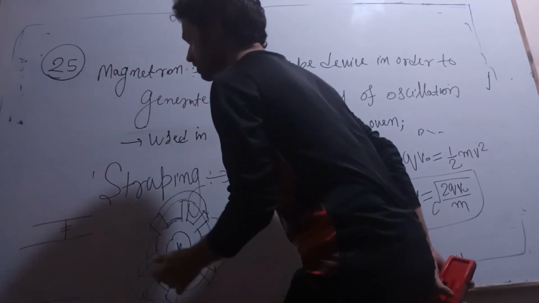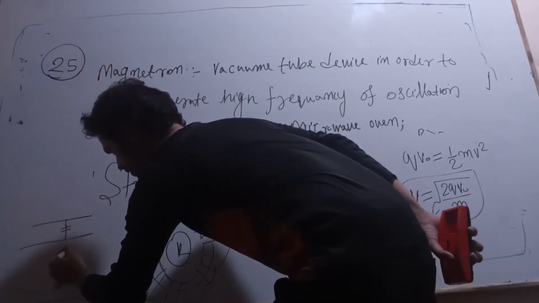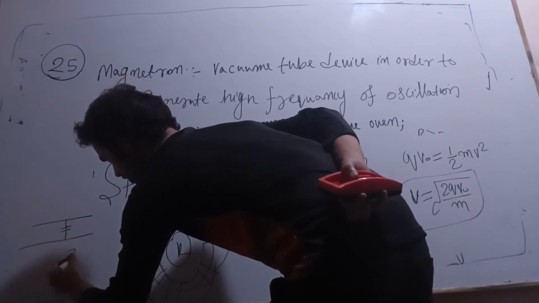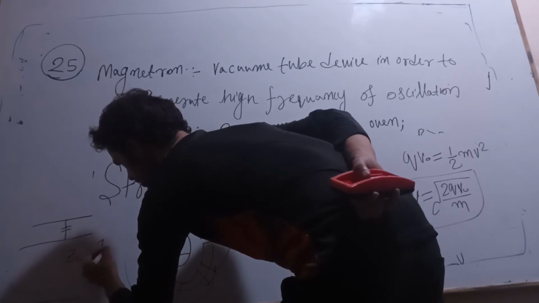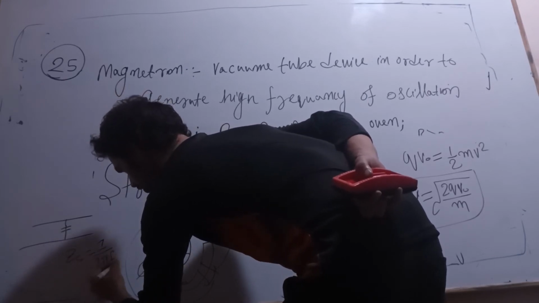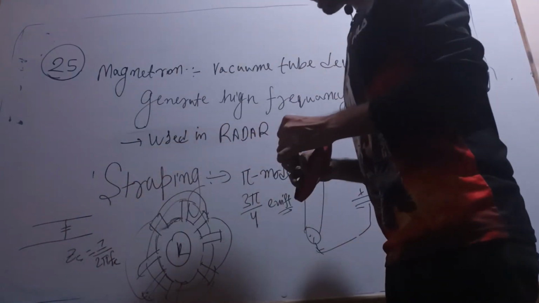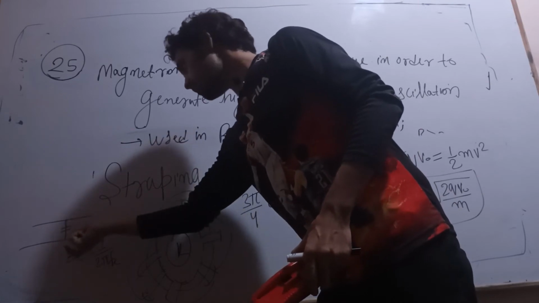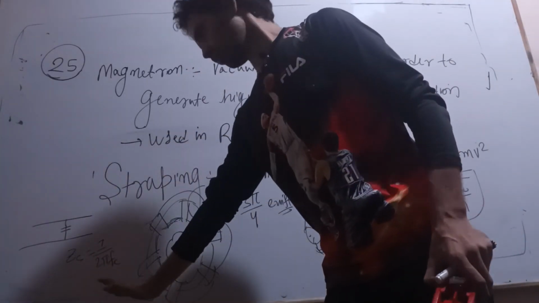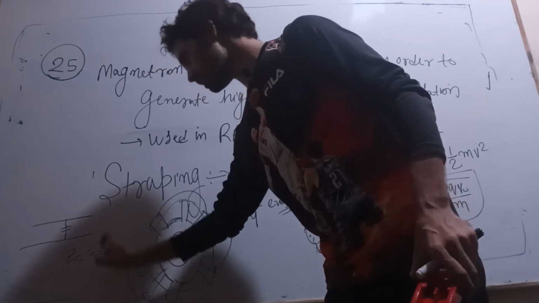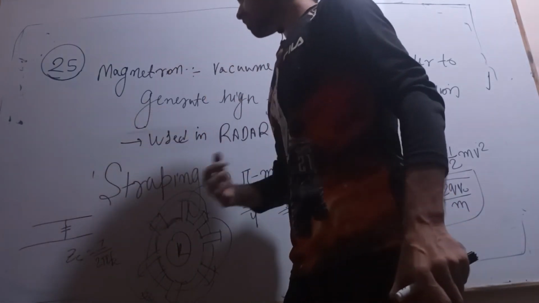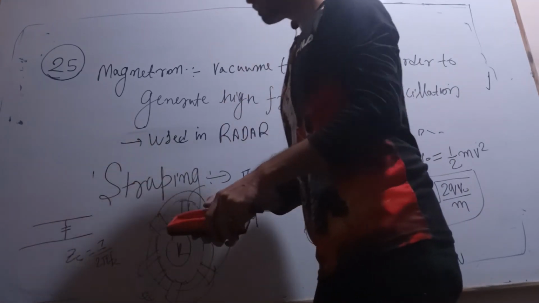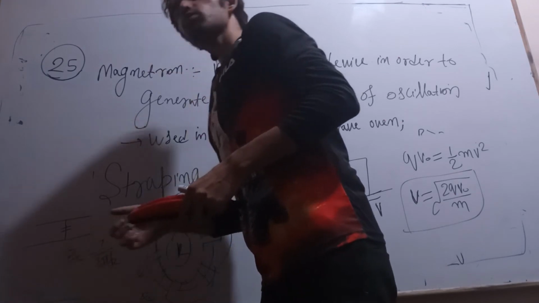These parasitic capacitances will come into the picture at high frequency. Because the impedance of a capacitance is equal to 1 by j omega C, that is 1 by j 2 pi f C. At high frequency these parasitic capacitances come into the picture. Once the frequency is increased, this impedance will decrease.